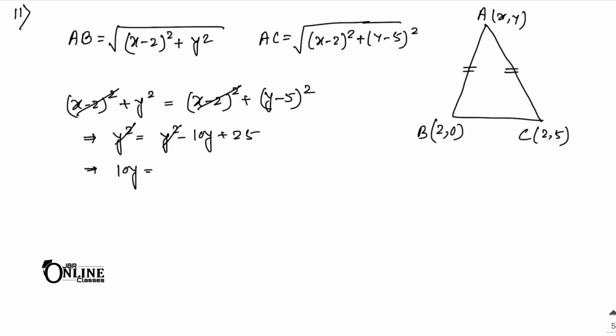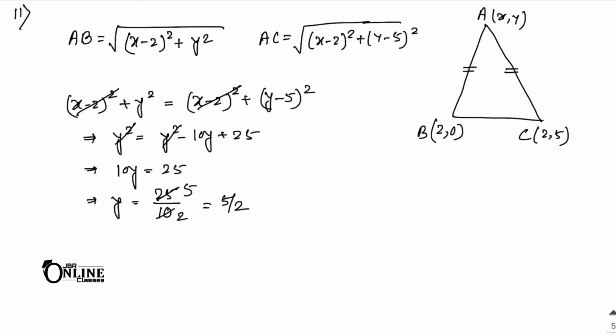So 10y equal to 25. Then here y equal to 25 by 10. Okay, so 5 5s are 25, 5 2s are 10, so it will be here 5 by 2. Okay, y equal to 5 by 2. Now next thing you have to find out the value of x.